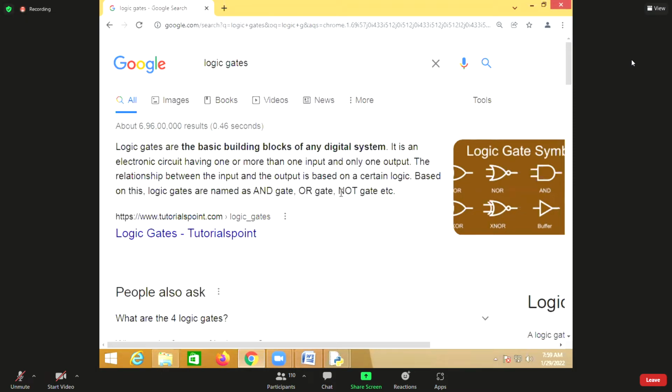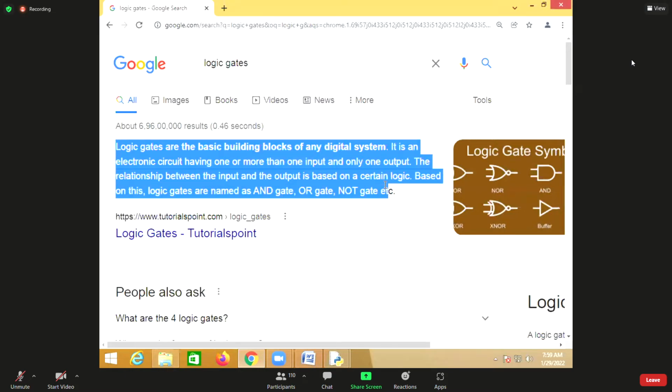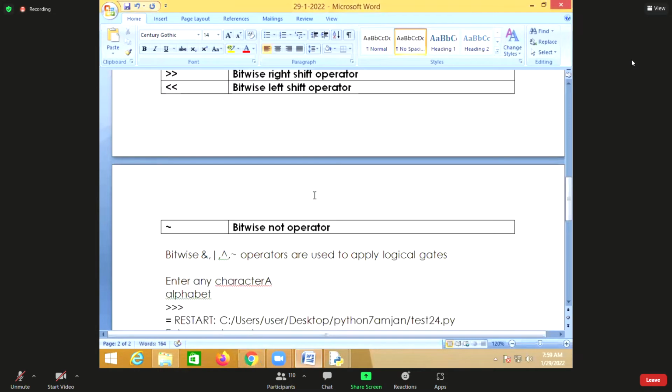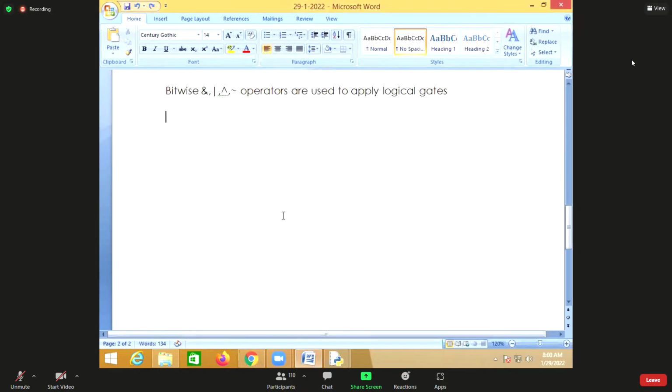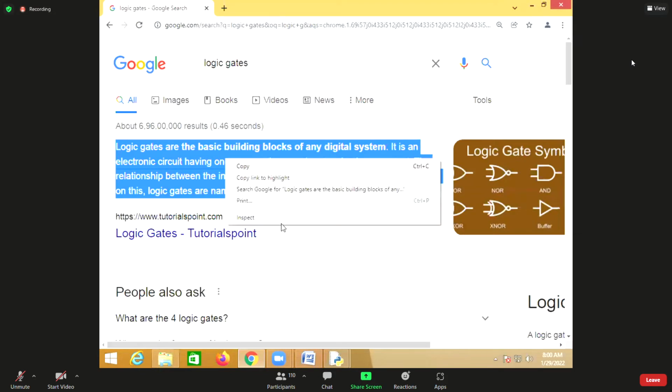NOT gate. So it's an electronic circuit having one or more than one input and only one output. The relationship between the input and output is based on certain logic. Based on this, logic gates are named as AND gate, OR gate, NOT gate, as well as exclusive OR gate, like that. These are represented with some diagrams, by using some pictures. I take this definition here.